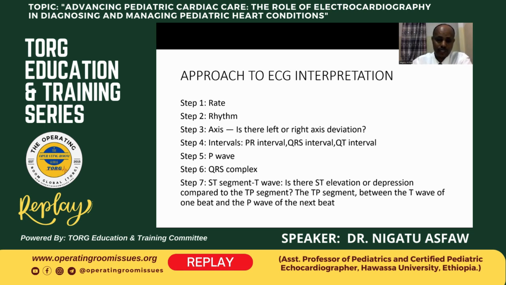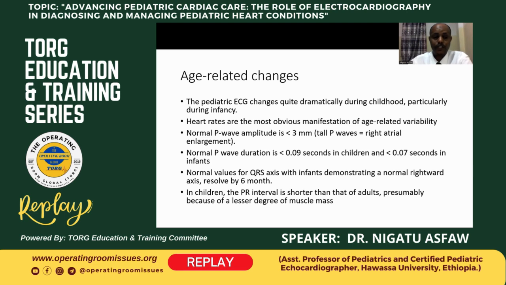So we need to compare the ST segment with the TP segment, which is considered the isoelectric line, as the heart is in the resting phase during the TP segment. So you need to compare the ST segment with the TP segment to determine whether it is elevated or depressed. And next you need to see the T wave. Usually it is broad. You need to see whether it is upward deflected or downward deflected, as well as the amplitude.